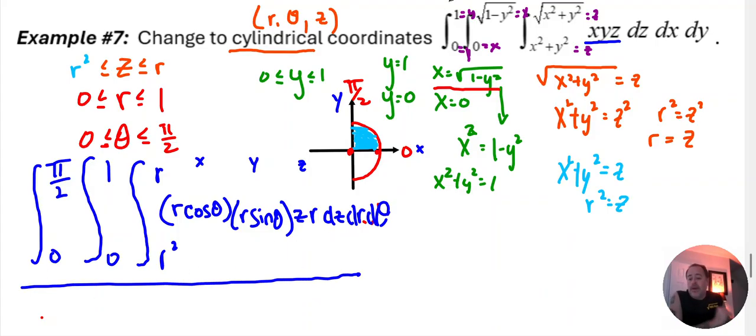So there you go. The biggest suggestion made here is acknowledging what these equations are, and again, the outermost integrals are going to be the traces. That's going to help you guys with the bounds for the other two.